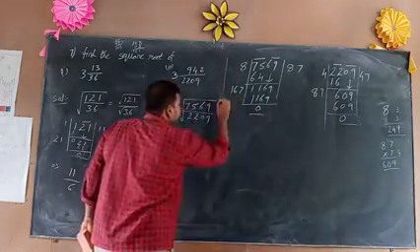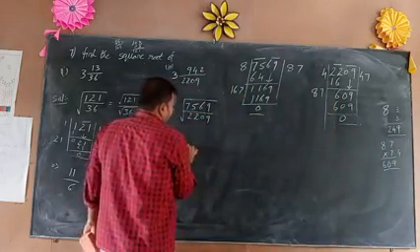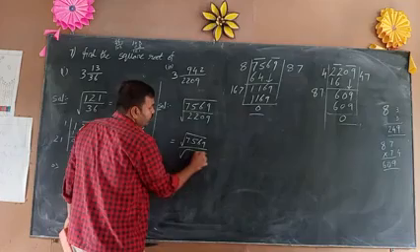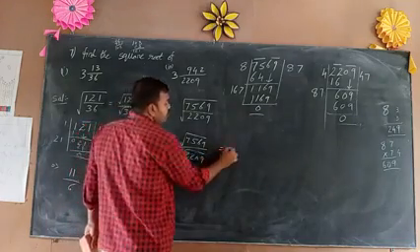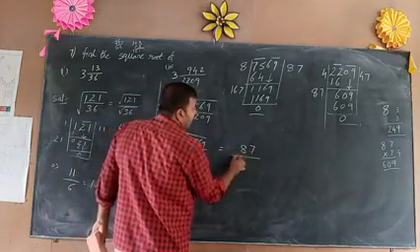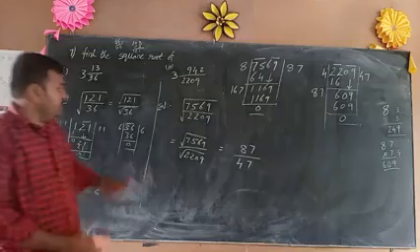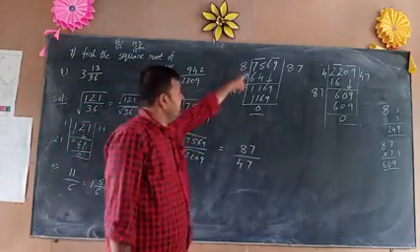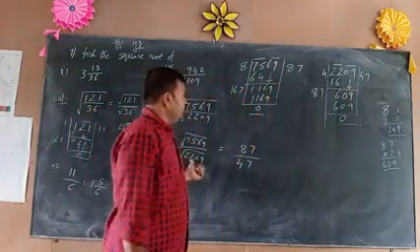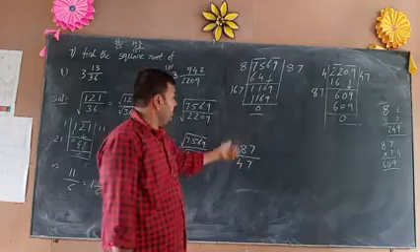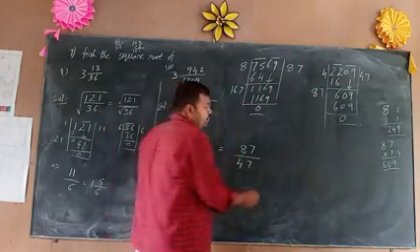Now the sum is set like this. Root of 7569 by root of 2209 is equal to 87 by 47. The answer for 7569 is 87. The answer for 2209 is 47. Now after taking that, we have to change it into a mixed fraction.